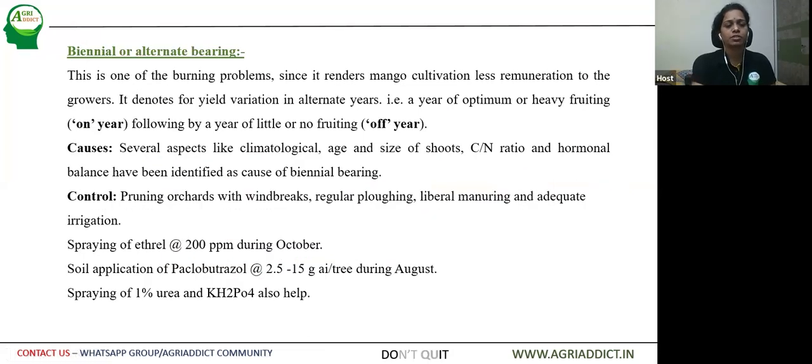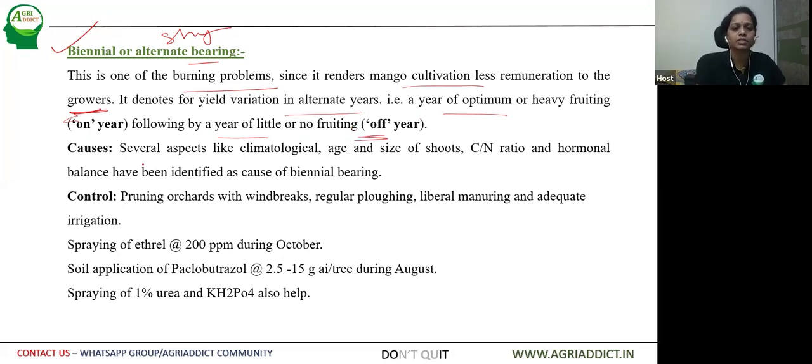Then one more physiological problem in the commercial cultivation of fruit crops is biennial and alternate bearing, or we can also say the shy bearing problem. This is a burning problem since it renders mango cultivation less remunerative to the growers. One cannot expect more if the variety is a shy bearer or alternate bearer. It denotes yield variation in alternate years: a year of optimum or heavy fruiting, the on year, followed by a year of less fruiting or no fruiting, called the off year. That is a major problem in some varieties.